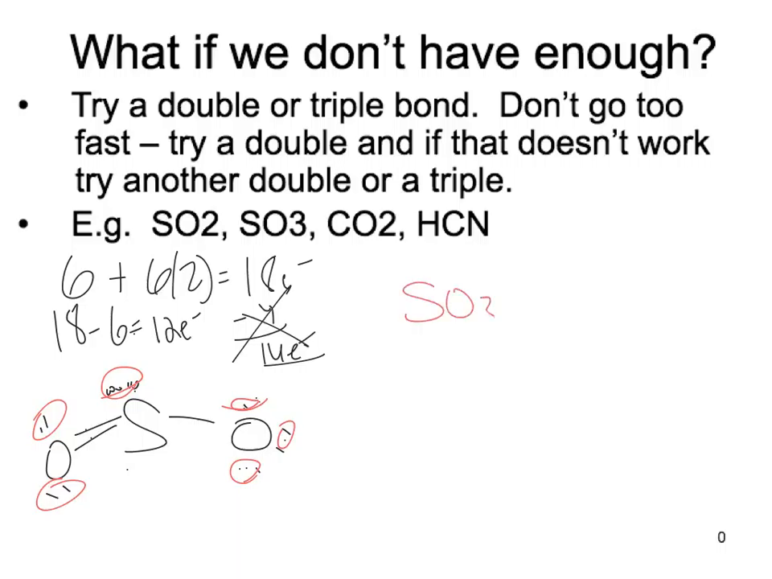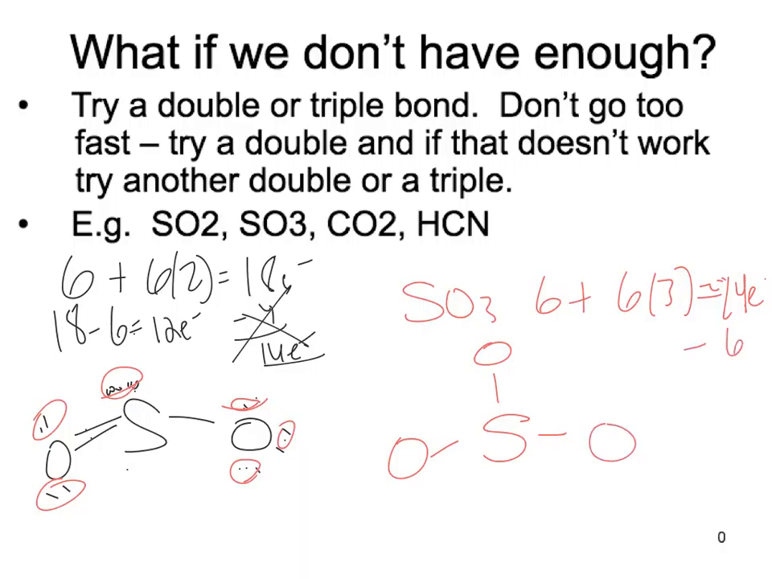SO3: we have 6 plus 6 times 3, so 24 electrons. All right, so we're going to go ahead and see if that does it for us. I'm using up 6 to bond. I have 18 electrons left over. Well, if you look at this, that won't be enough. We need 20: 2 on the sulfur and 6 each on the oxygens. We don't have it.